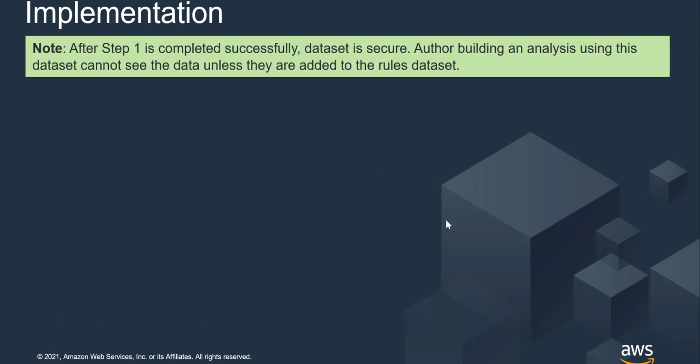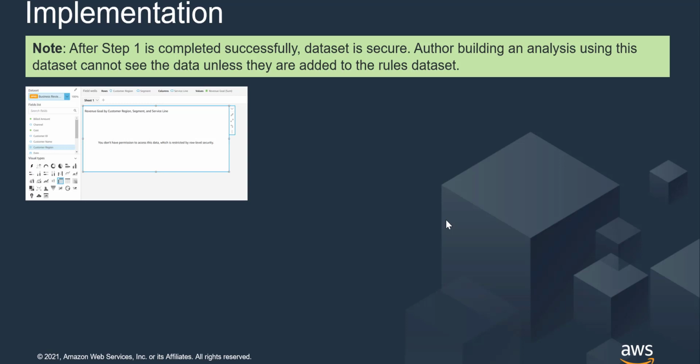I have successfully added the tag rules to the dataset, and my dataset is now secure. Now when the author goes to build an analysis using the dataset, they will have a warning that they cannot see the data because the data is secure. They will see something like this.